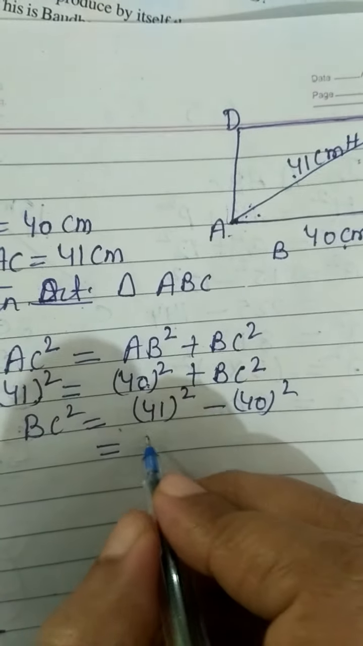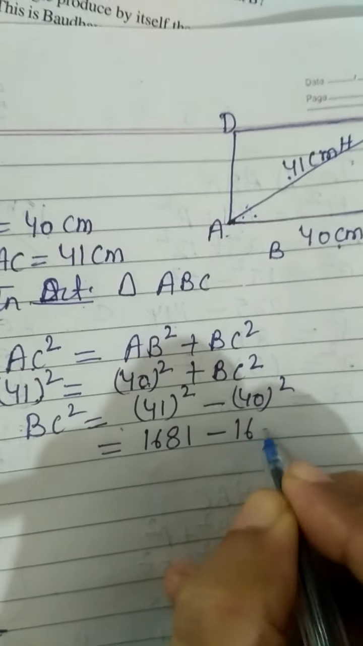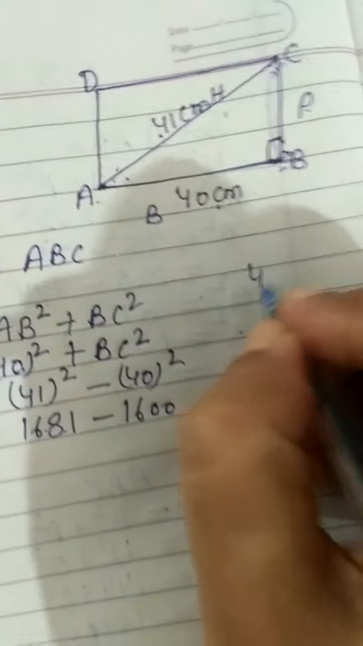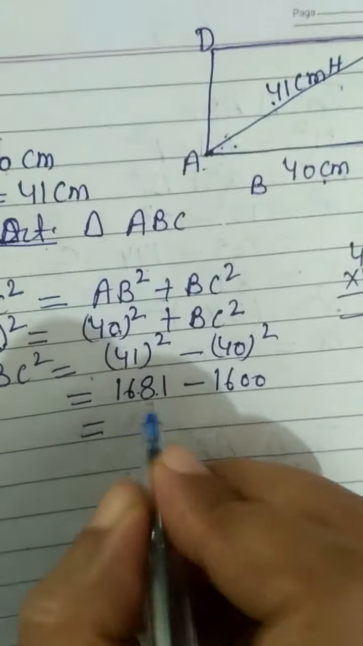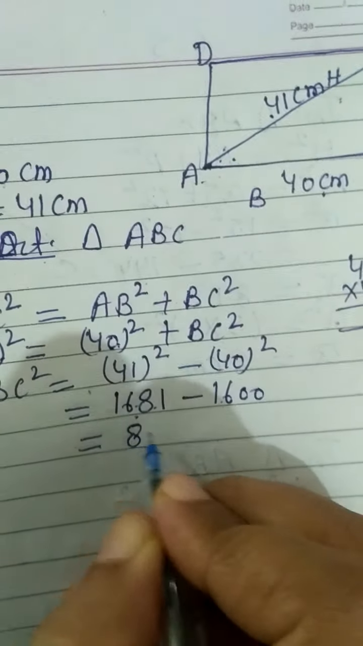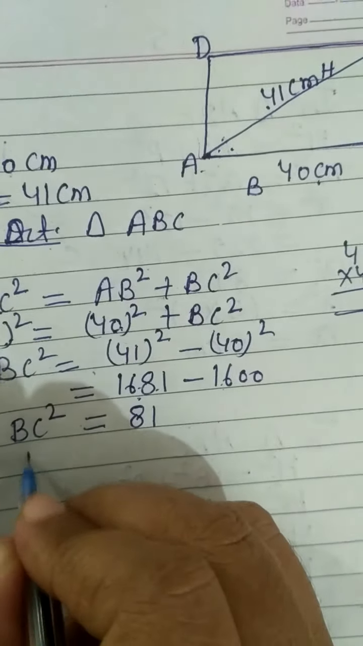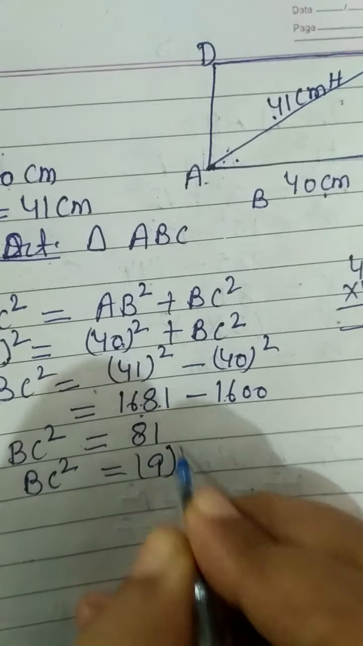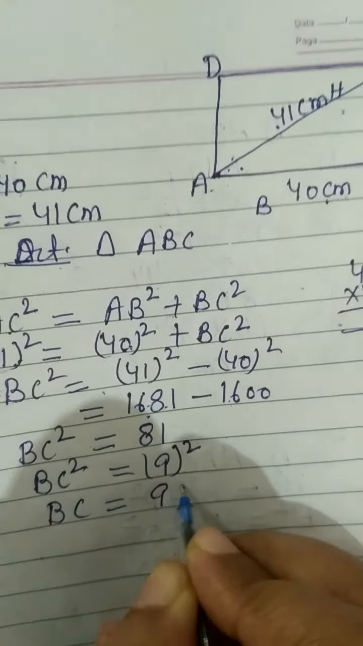41 square is equal to 1681 and 40 square is 1600. You can multiply also, 41 multiply 41. So, when we subtract these two numbers, our answer is 81. As we know that 9 nines are 81, so we can write BC square is 9 whole square. Square can be cut. So, BC is equal to 9 centimeter.